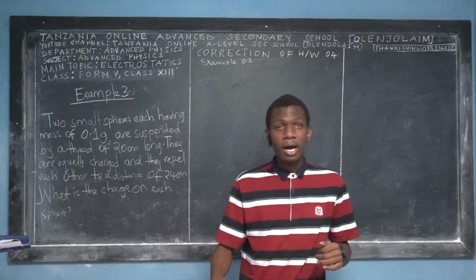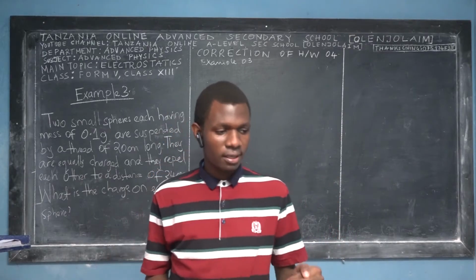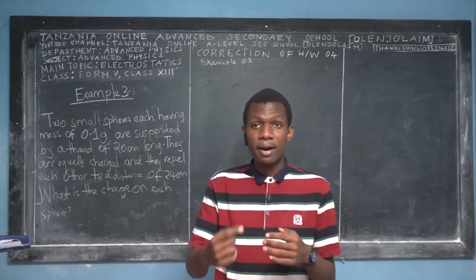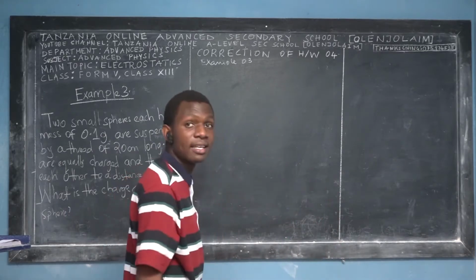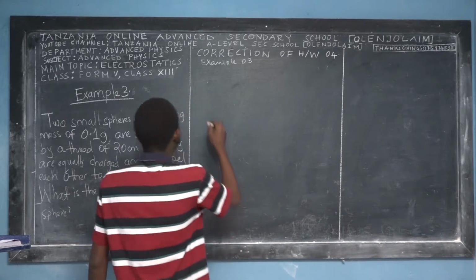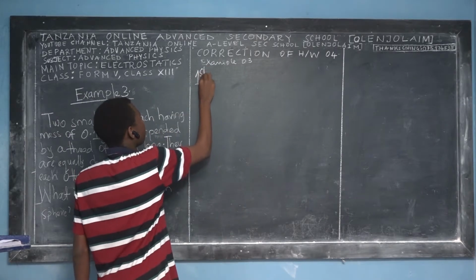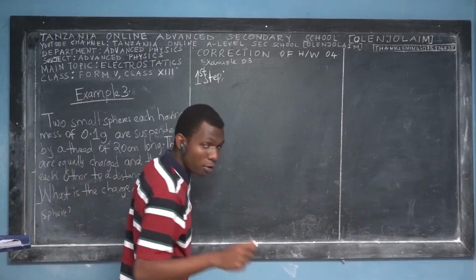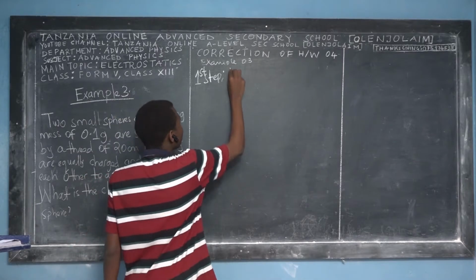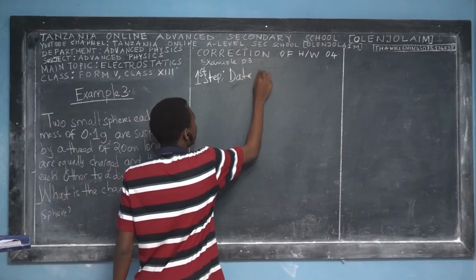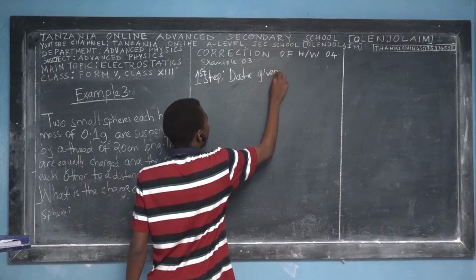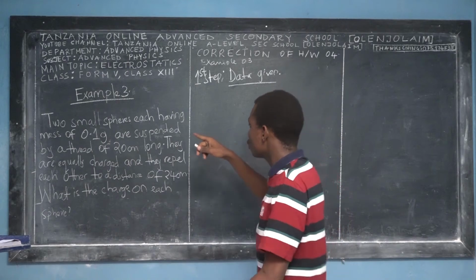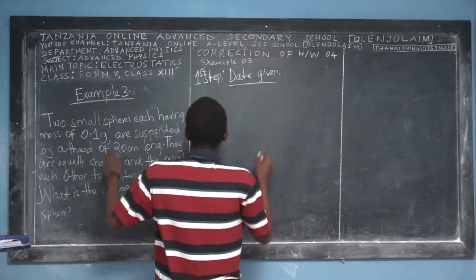So, according to how I was taught by Honorable Mr. Olenjolai, the man taught me to solve this question stepwise. So we have to go to step number 1. Are you together? Step number 1, first step. The first step, usually we have to recall the data given. So from our question, we are given two small spheres, each having a mass of 0.1 gram, the mass of each sphere.